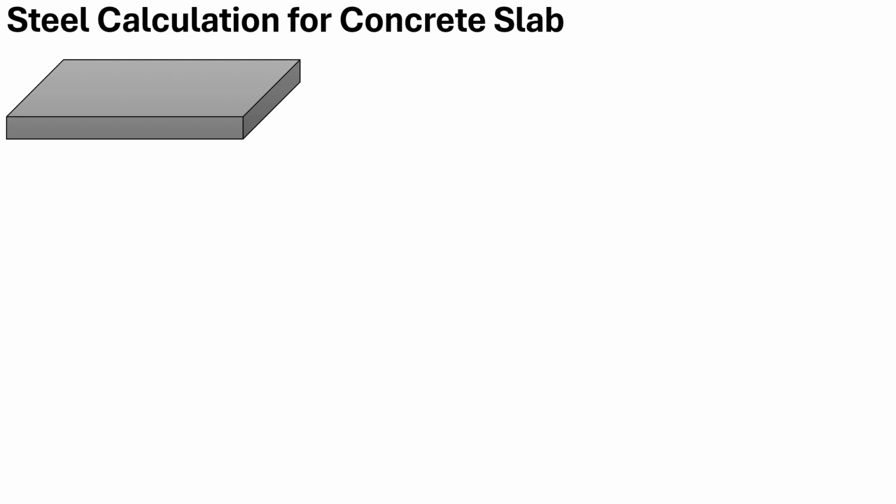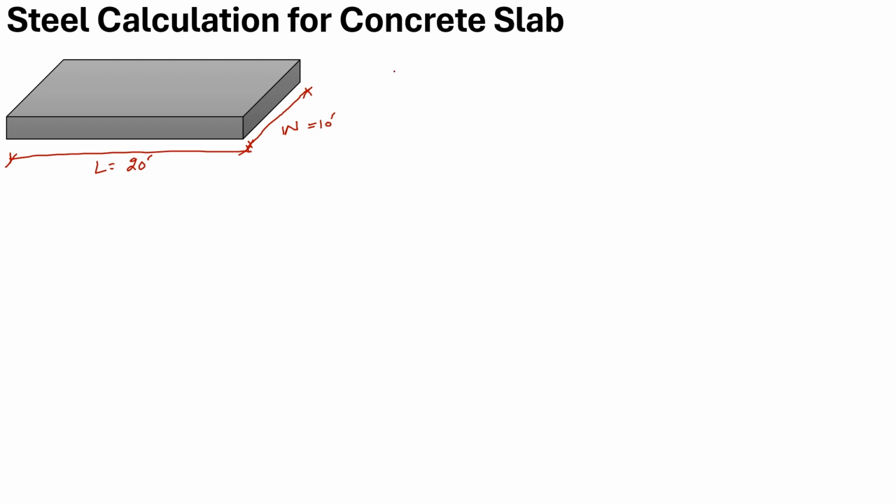For this, I have taken an example of a slab. Let us say we have a slab whose dimensions, basically length and width, are required for the calculation of steel. Let us say this is the width of the slab, and along this axis this is the length of the slab. You just need to note down the length and width of the slab. In this case, let us say length is 20 feet and width is equal to 10 feet.